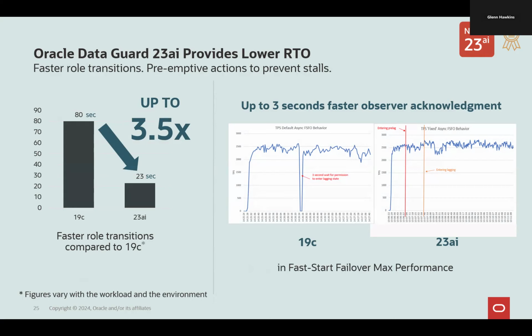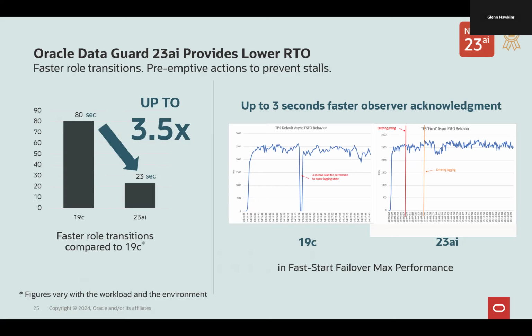So with 23ai, one of the challenges we took on, with a very large credit card vendor, was that we worked with them very closely to achieve the RTO that they wanted over quite a long distance, I will say. So with some latency in there, they wanted async, and that's our Max Performance mode, which is completely async. Max Availability and Max Protection are some of our synchronous options.